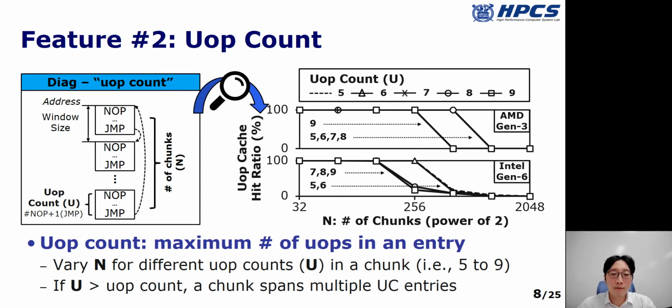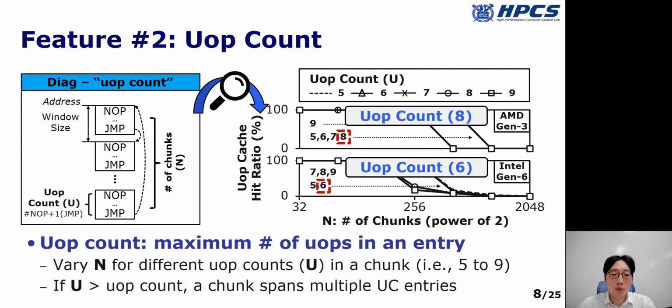Here, we can figure out the micro count by finding the maximum chunk size among each case with the largest dropping point. In this example, we can conclude that AMD Gen 3 and Intel Gen 6 have the micro count as 8 and 6 respectively.